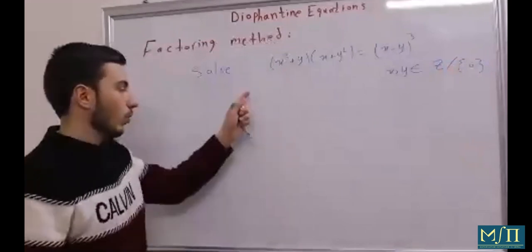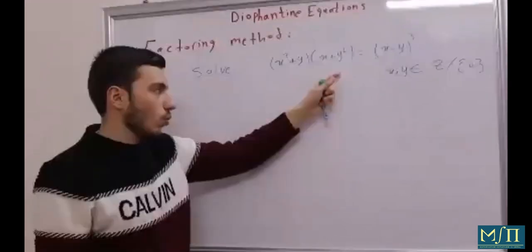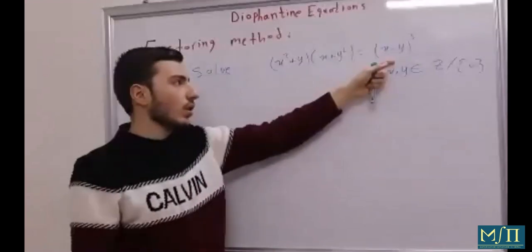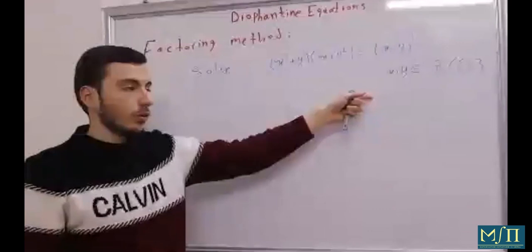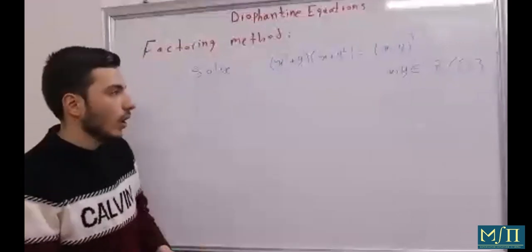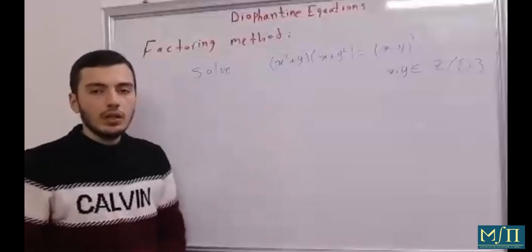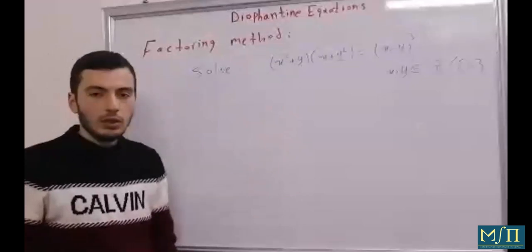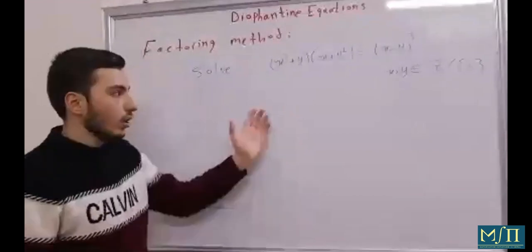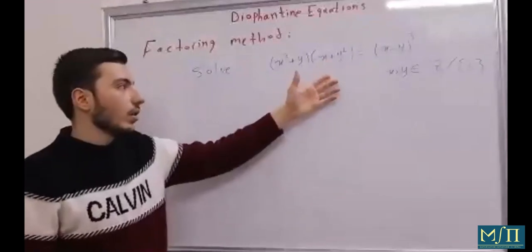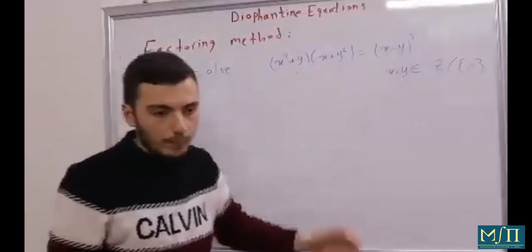Okay, so we need to solve this: (x squared plus y) times (x plus y squared) equals (x minus y) cubed, and x and y are non-zero integers. Okay, so I want you to try this. I'll give you 2 minutes. And it's not necessary to factorize immediately. Sometimes we will factorize, but at the end of the problem. So just try expanding these, and then we'll discuss. Okay, I'll give you 2 minutes.